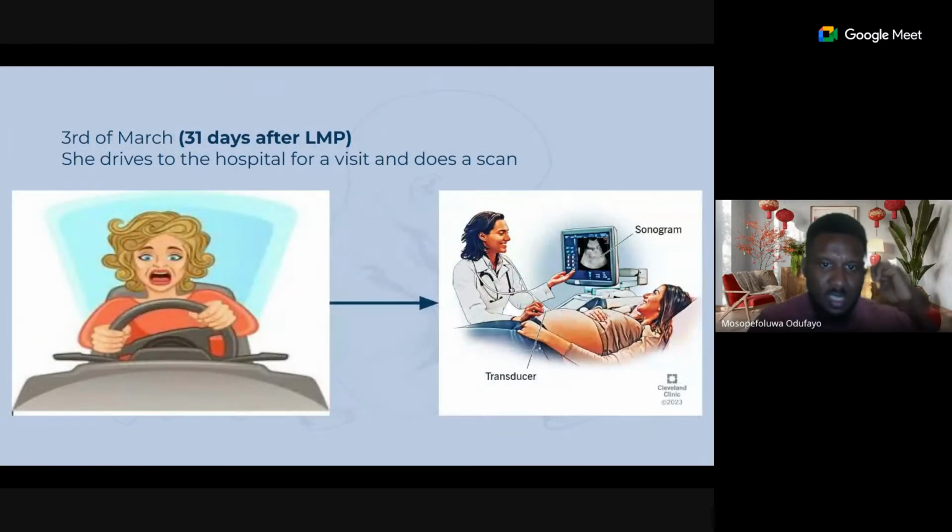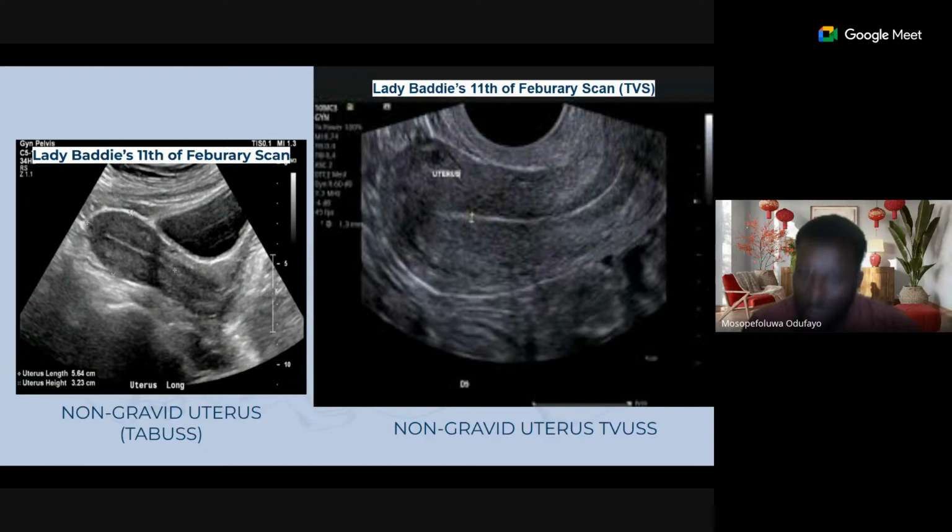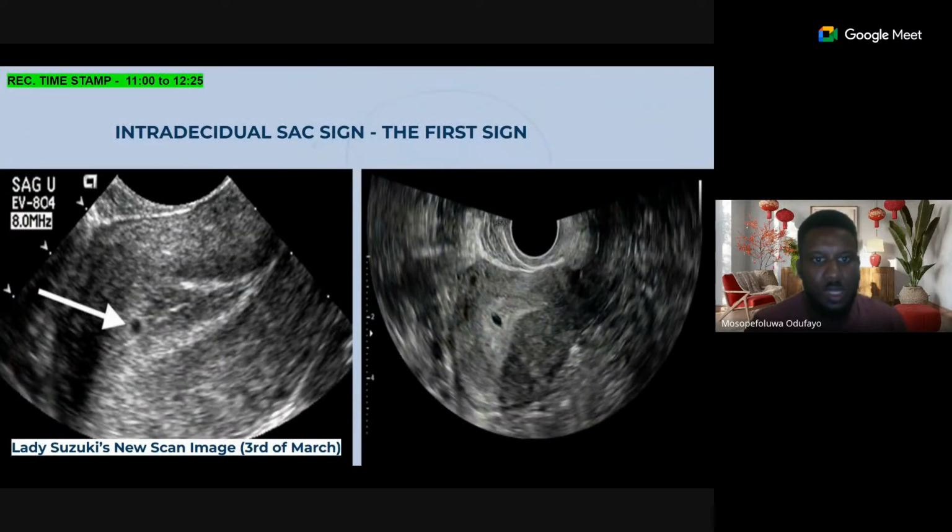So she has gone to the facility at 31 days, 4 weeks, 3 days. And what are we going to be seeing on the scan? Let's remember our scan on the 11th of February. Let's assume she did a pelvic scan, a TVS, very clear. Now she insists on doing a TVS again, this time on the 3rd of March. And what can we see?